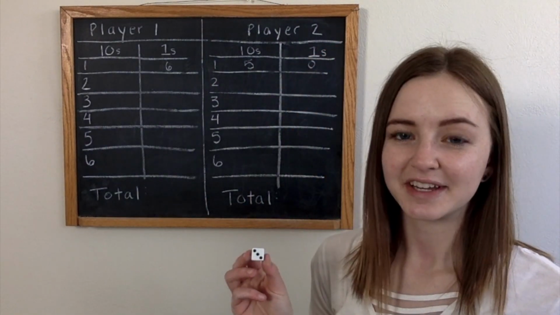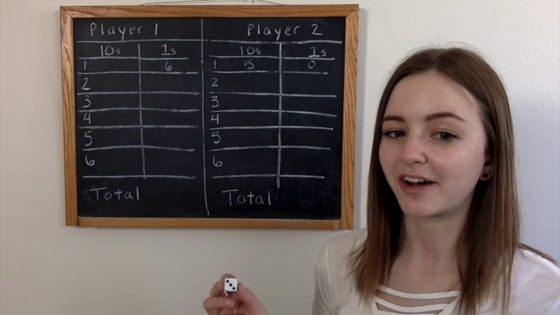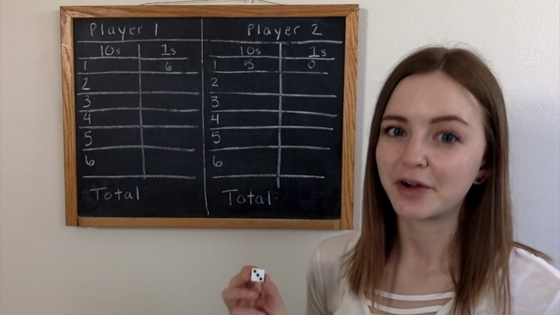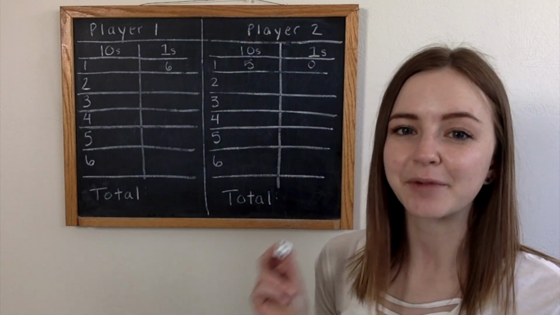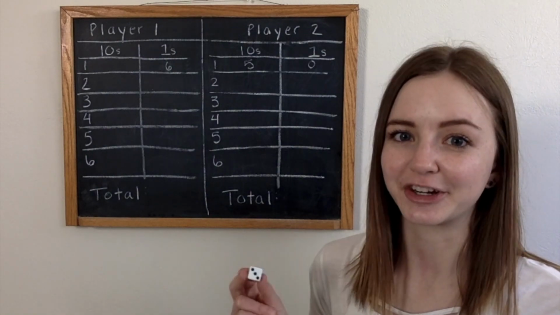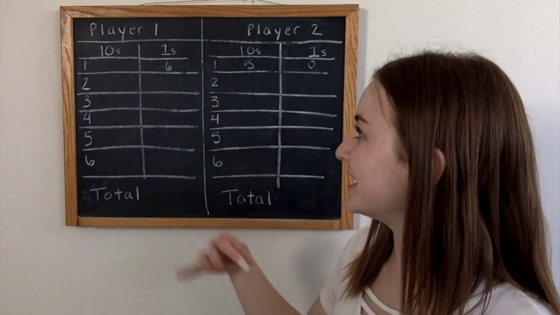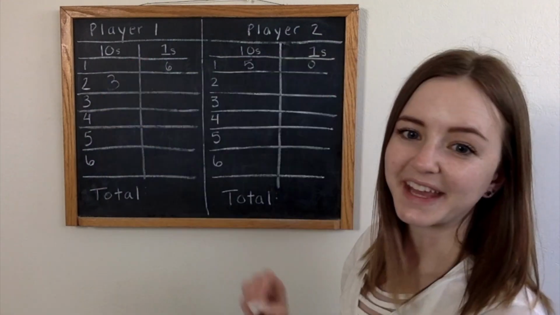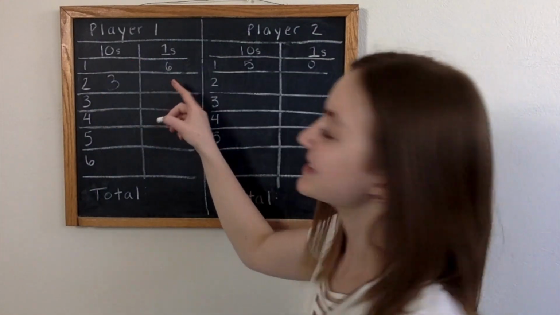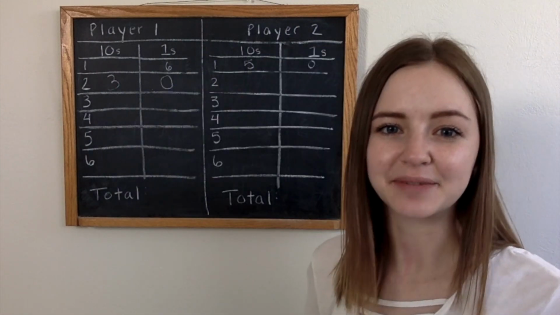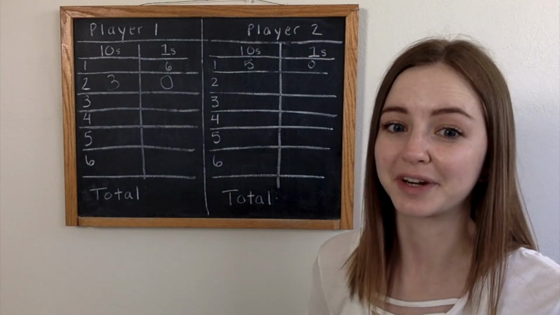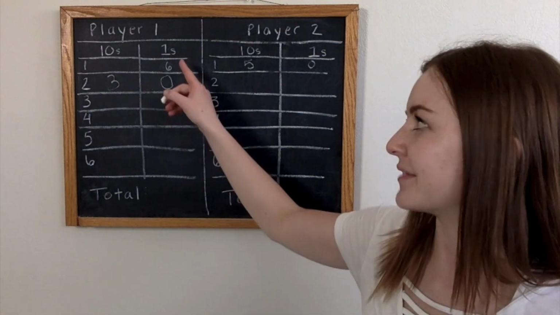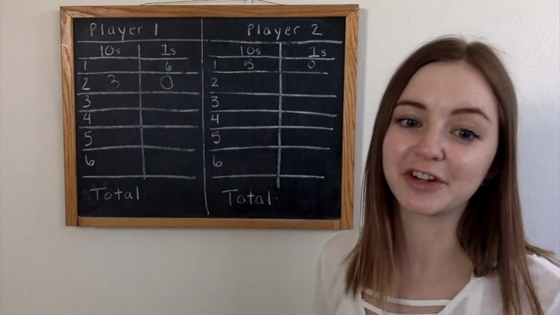I rolled a 3. So I could either put this in the tens column and make it 30, or I could put it in the ones place and make it 3. I think this time I'll put mine in the tens column to make it 30. So I will put a 3 in my tens place and a 0 in my ones place. So as you roll on, it's important for you to think about what the sum of your numbers is so you don't go over 100. So far, I would have 6 plus 30, which would give me 36.